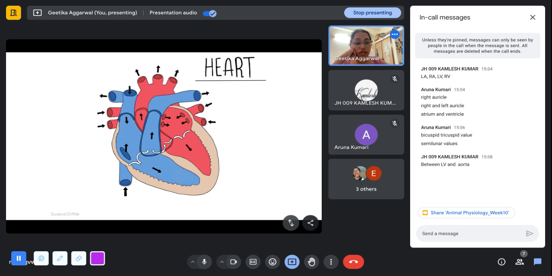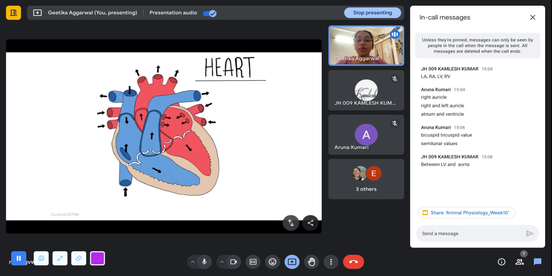Between the left ventricle and the aorta. So correct. Basically, the semilunar valves are the ones present at the openings of the veins and the arteries, and the other two that separate the ventricles from the atria are the bicuspid and tricuspid valves. The one separating the right atrium from the right ventricle is the tricuspid valve, and the one separating the left atrium from the left ventricle is the bicuspid valve.